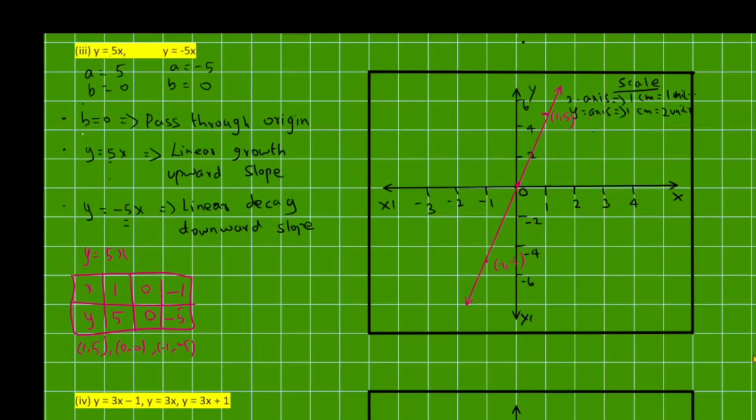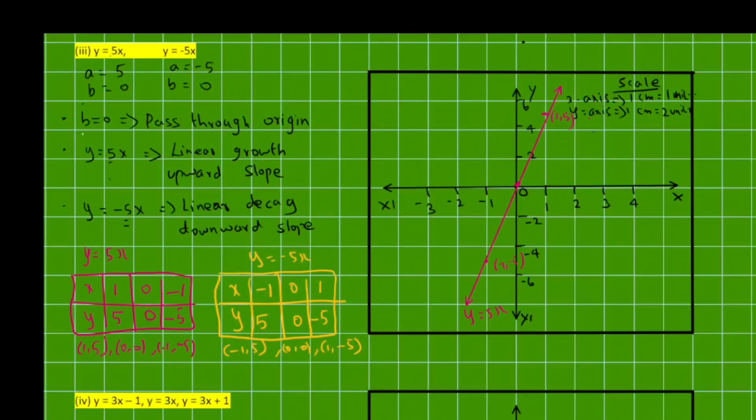So what is this? y is equal to 5x. Next, y is equal to minus 5x. Let's see the coordinate points. How could it be? x, y. Suppose x is minus 1, minus into minus gives plus 5. Then 0 and 0, plus 1 and minus 5. So the coordinate points are (minus 1, plus 5), (0, 0) and (1, minus 5).